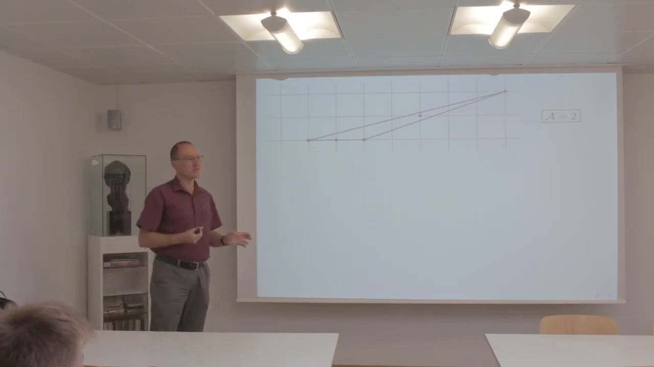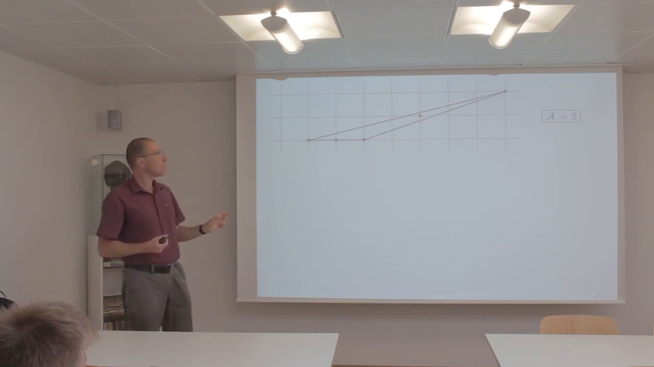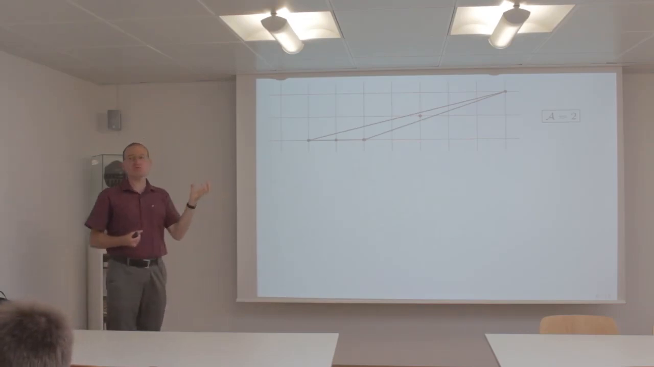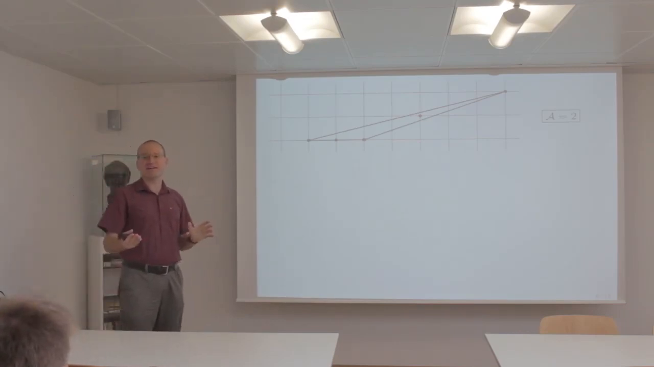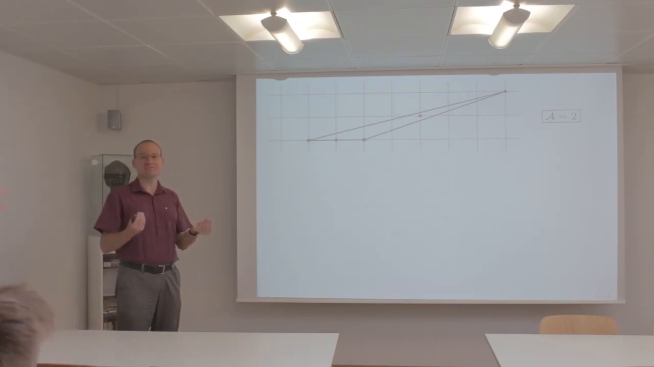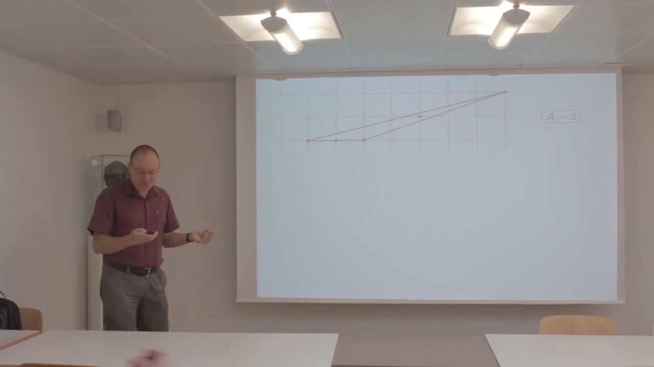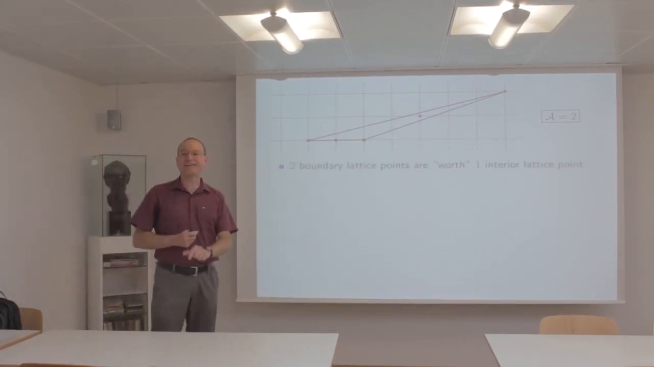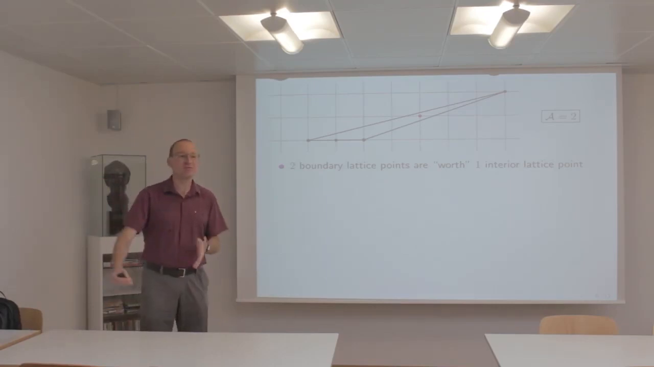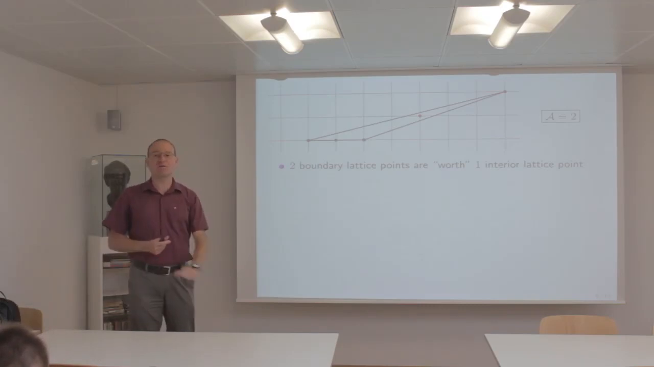If the number is even, then it produces an interior lattice point. But if it's odd, then it doesn't. What is the contribution of interior and boundary lattice points towards the area? How much do they count? Each lattice point counts as twice. Absolutely, as the boundary. 2 boundary points are worth 1 interior lattice point. 1 interior point seems to contribute on these examples as much as 2 boundary points do.